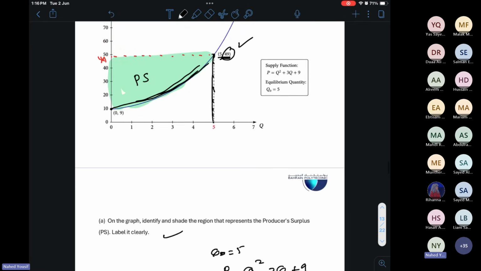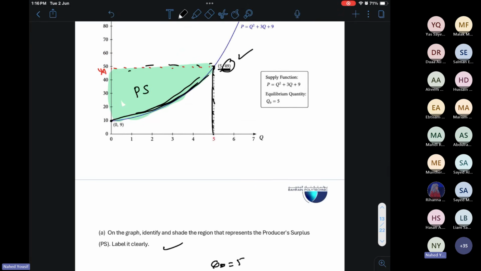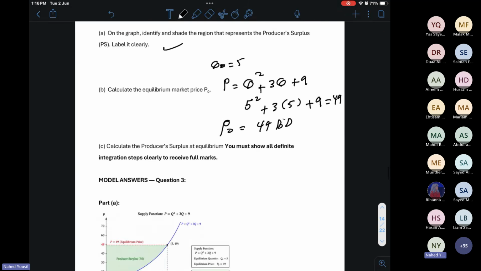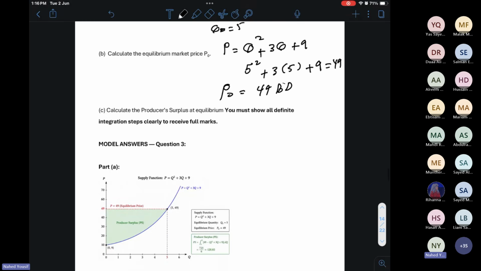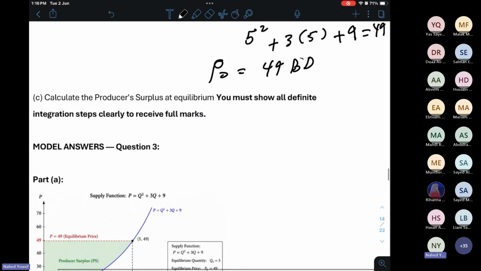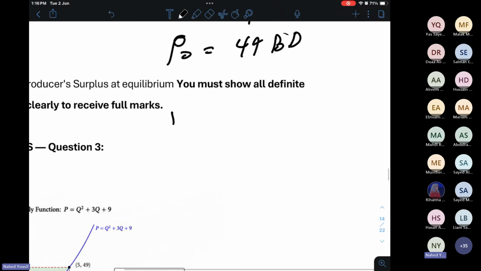5 and 49 in the graph, and you know the PS will be below it. So we are done with part B. For here, calculate the producer surplus at equilibrium. You must define the integration, with all steps clearly and fully marked, because you should present the whole step. So according to the PS formula, we have to write it here.